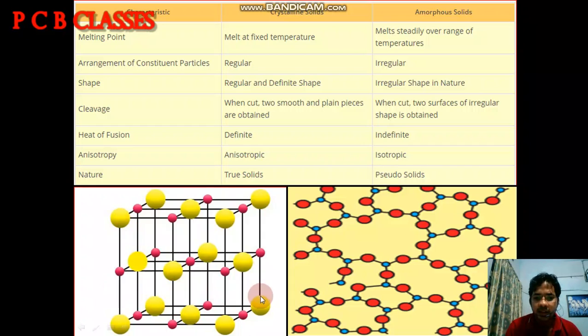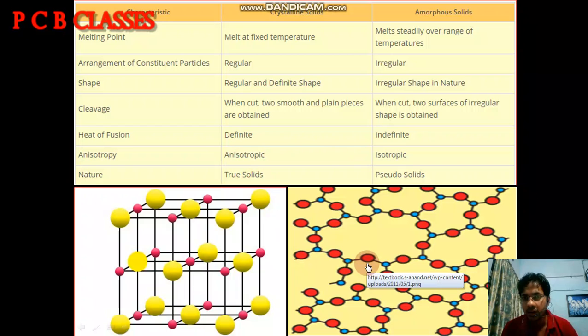So in this case you will get a refractive index of one value, in this case you will get a refractive index of a different value. Such type of character is termed as anisotropic. That is why crystalline solids are anisotropic, because when you measure the physical character in a crystalline solid, you get a different value at a different angle.